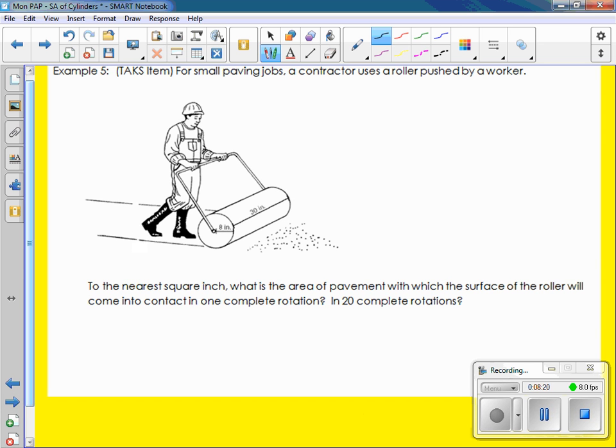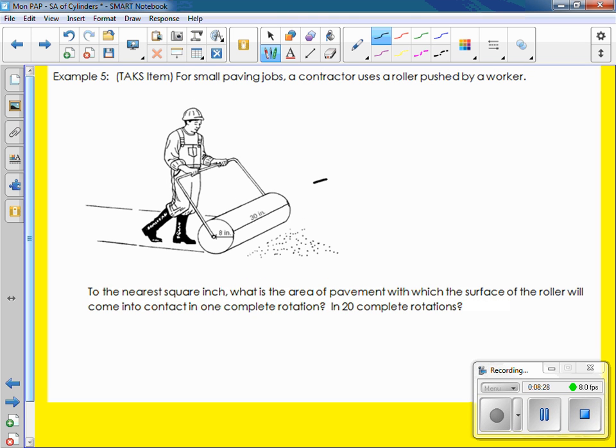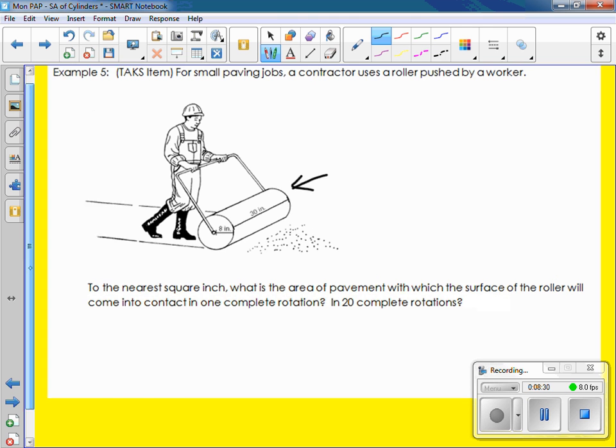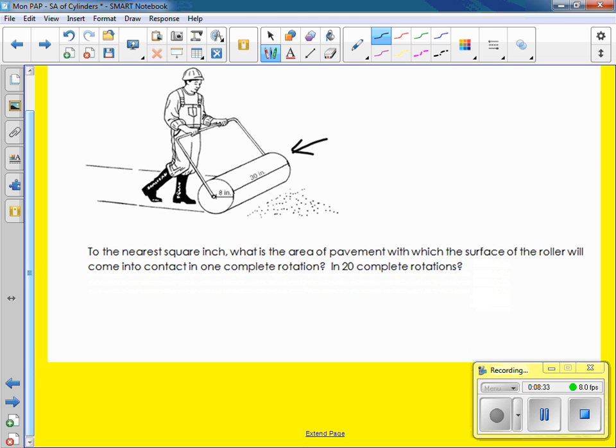All right, so this is actually an old tax item, but it is still a pretty good problem, so we're going to use it. It says, for small paving jobs, a contractor uses a roller pushed by a worker. Now, if you notice, that roller is in the shape of a cylinder. We want to know, to the nearest square inch, we are rounding, what is the area of the pavement with which the surface area of the roller will come into contact. So if you think about it, look at how this guy's walking. As he walks, this part ends up being rolled out. Now, what is that that's rolling it? It's the part around the center here, which is your lateral surface area.